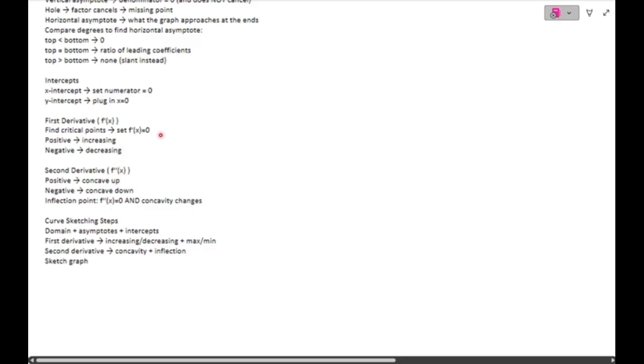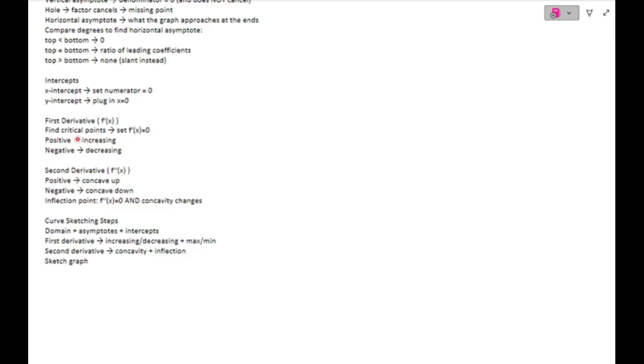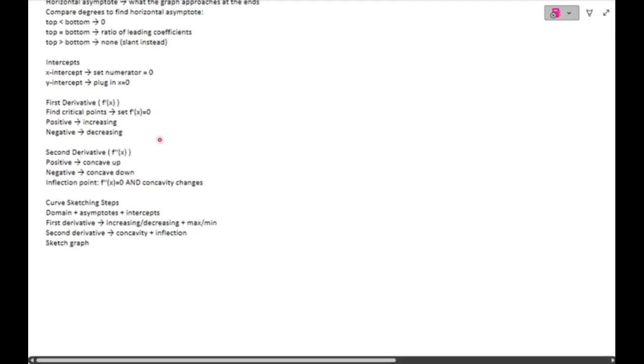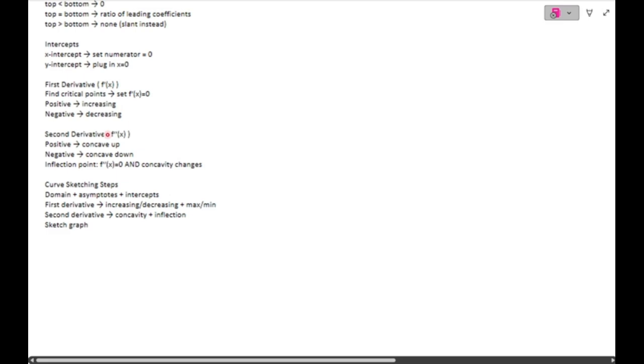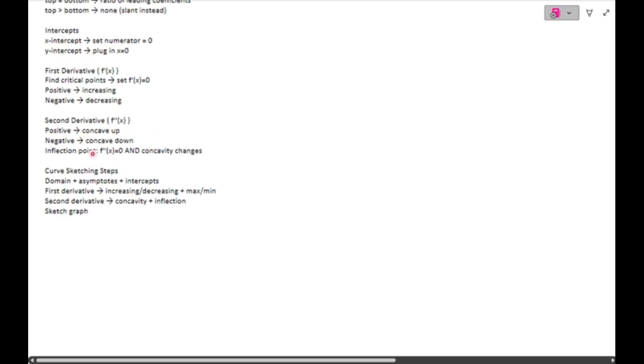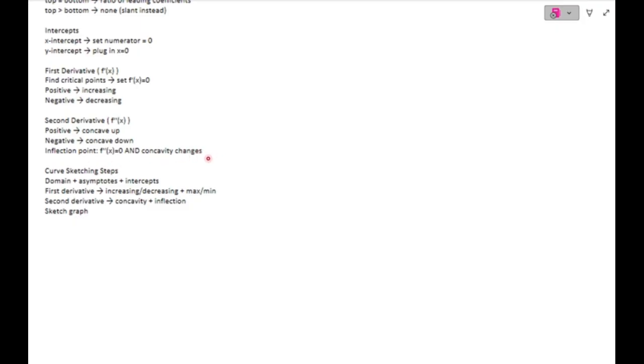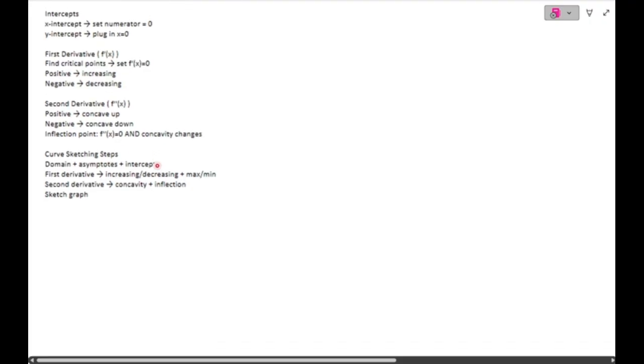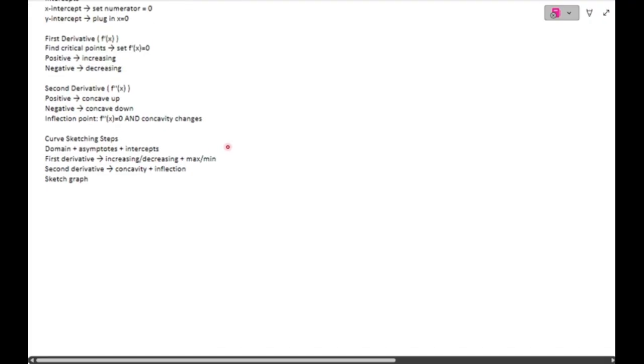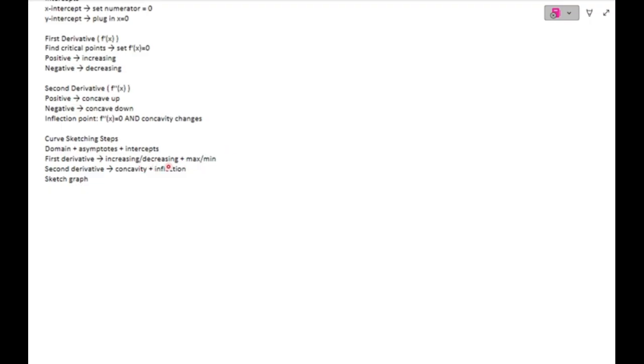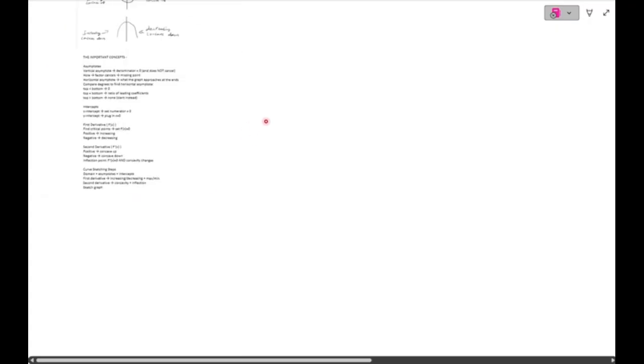For the first derivative, find the critical points by setting the derivative equal to 0. If it's positive, the function increases. If it's negative, it decreases. For the second derivative, if positive, it's concave up. If it's negative, concave down. For the inflection point, the second derivative equals 0 and concavity changes. And for the curve sketching steps: domain plus asymptotes plus intercepts; first derivative is increasing and decreasing plus maximum and minimum; second derivative is concavity plus inflection; and then just sketch the graph.